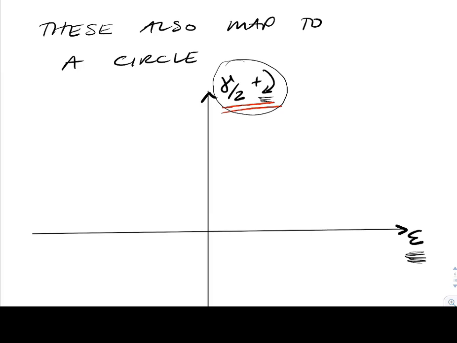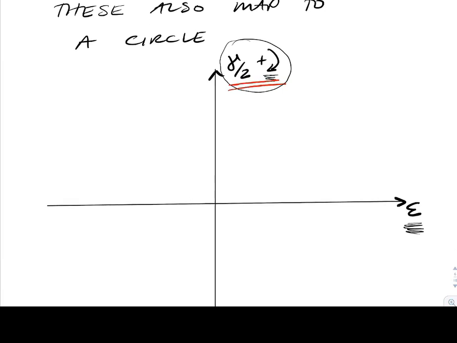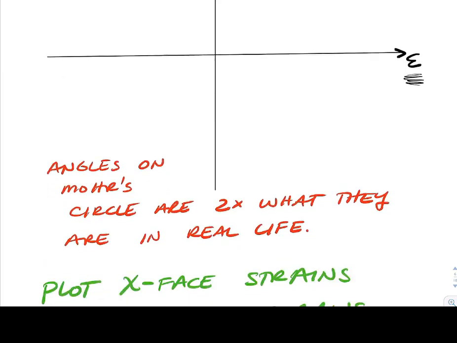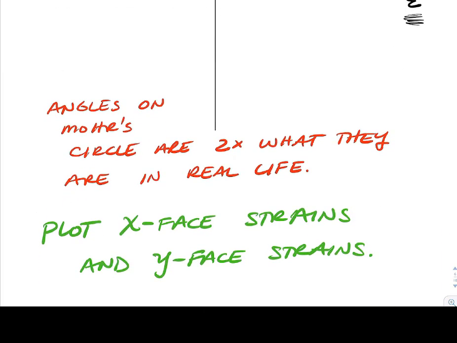And so it's an extremely similar procedure. It's actually going to be exactly the same. We're going to plot the x face and the y face strains. That'll get us going, our 2 initial points. Going to connect those 2 points, finding the center and the radius of the circle, and then we can do any sort of movement on that circle.